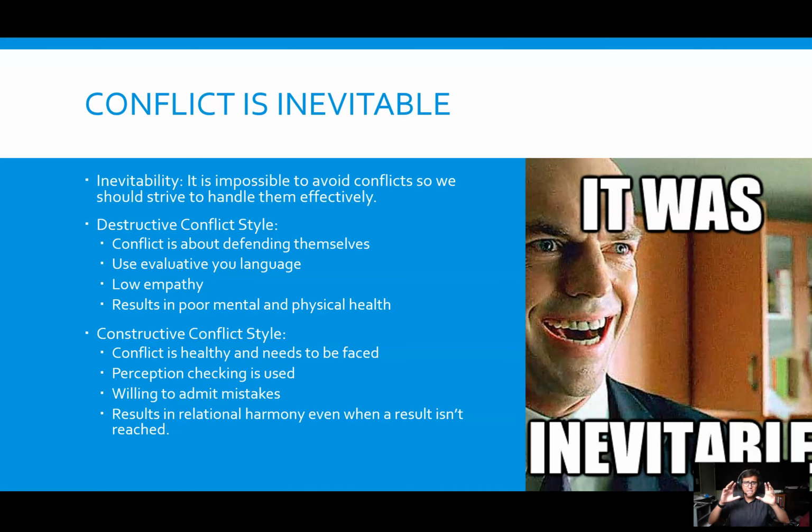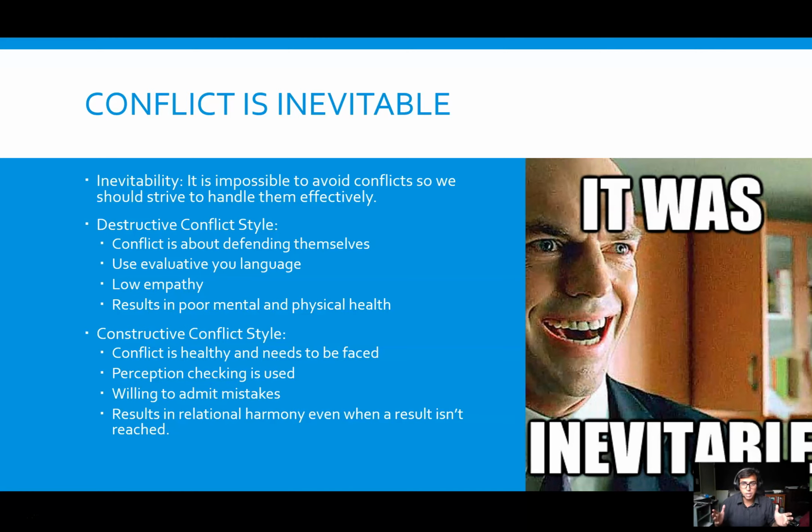Things like that, by showing this lack of empathy, communicate a lack of value for the other person. And as we know, when we communicate low value for another person, then it creates defensive responses and a toxic communication culture. And with all toxic communication cultures, it results in poor mental health and physical health. People who engage in destructive conflict styles get sicker than those who do not. So, you should try to be healthy and engage in constructive conflict styles.